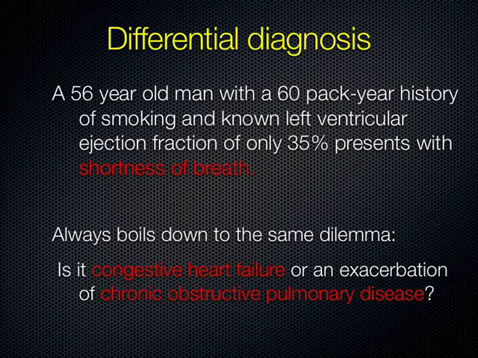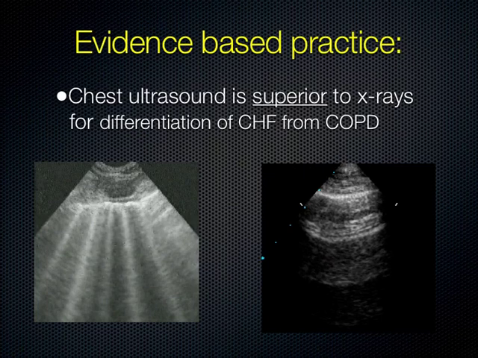So the lung ultrasound is very much based in evidence. There's a big body of evidence now and it's growing on how we can use ultrasound for imaging the lungs. We know that chest x-ray is inferior, in other words, ultrasound is superior to x-rays for differentiation of CHF from COPD. There are several other things that we know from the evidence, including pneumothorax, pneumonia, COPD, pleural effusions, hemothorax. I can read you the list, you can read it yourself.